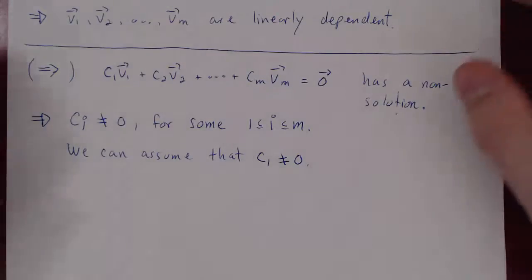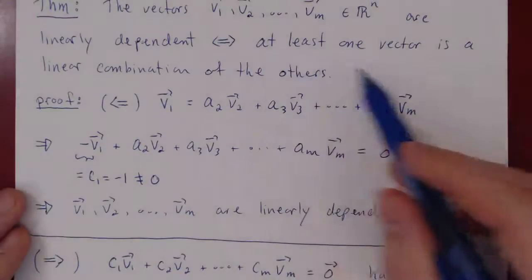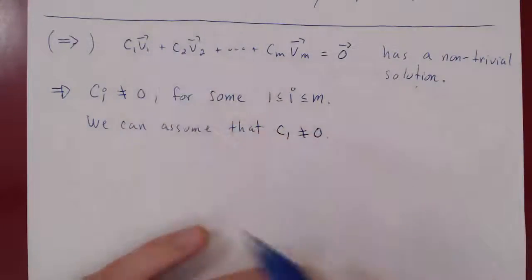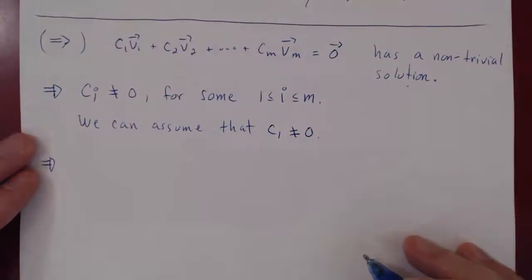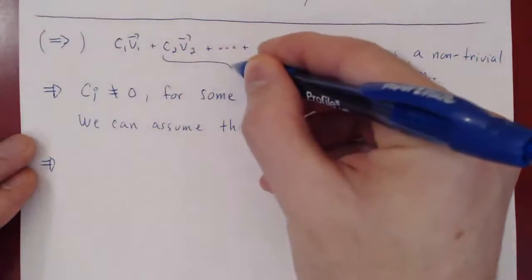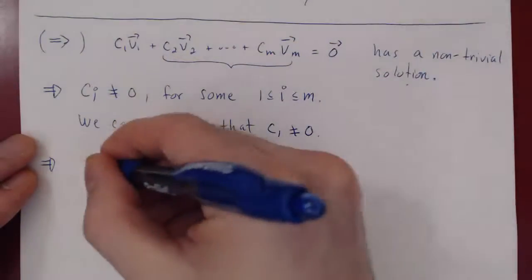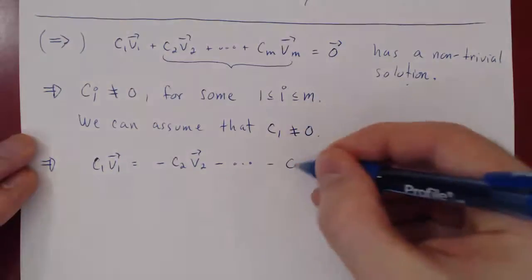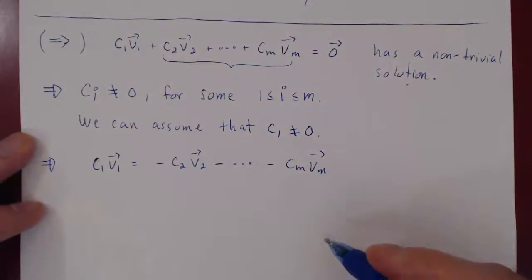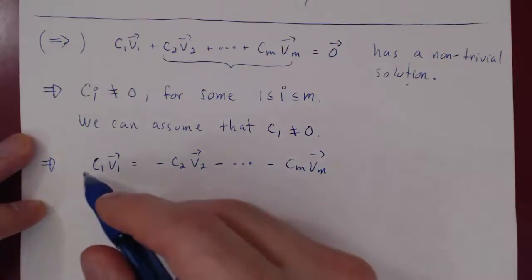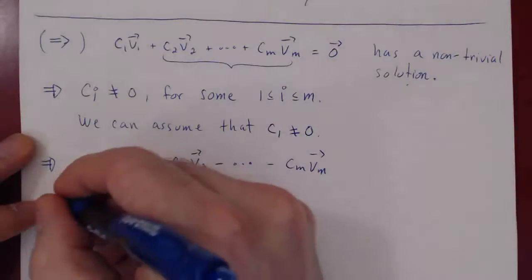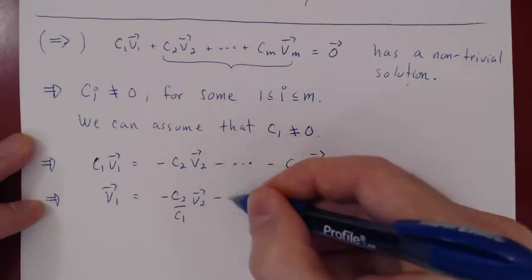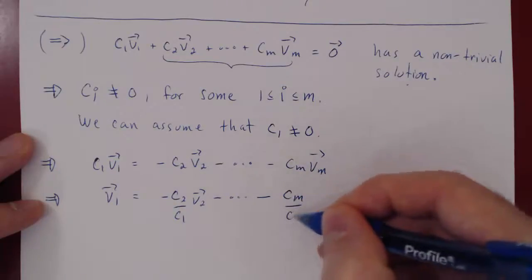Now think of it, what is our desired conclusion? We want to conclude from this that at least one vector is a linear combination of the others. Well, if c1 is not 0, we can isolate c1v1. So, subtract everything here and send it to the other side, and you will get that c1v1 is equal to negative c2 times v2, negative up to negative cm times vm. And because c1 is not 0, we can multiply across by 1 over c1, and you will get that v1 is equal to negative c2 over c1 times v2, negative dot dot dot up to negative cm over c1 times vm.